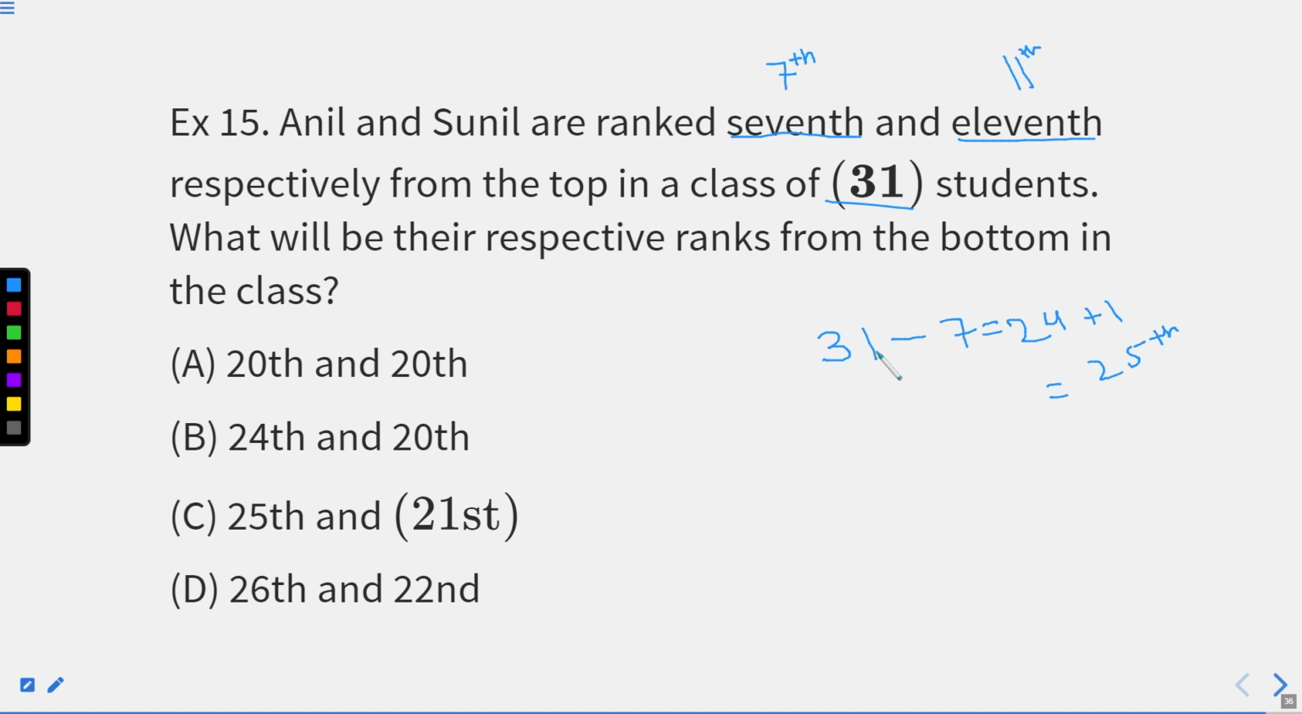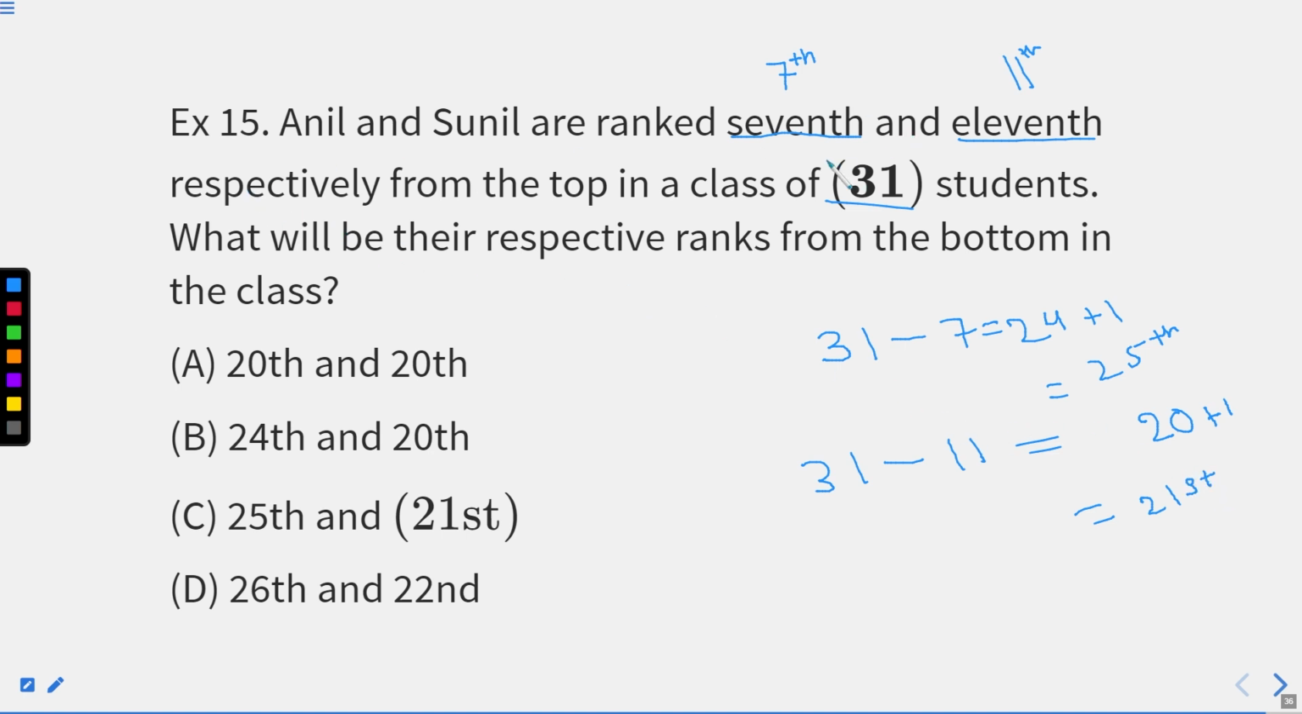So for Sunil, we'll do the same thing. Total number of students is 31, subtracting his own rank, that is 11th. What are we going to get? We are going to get 20, and adding 1 in order to take his rank back from the bottom appears to be 21st. I hope this thing is clear.